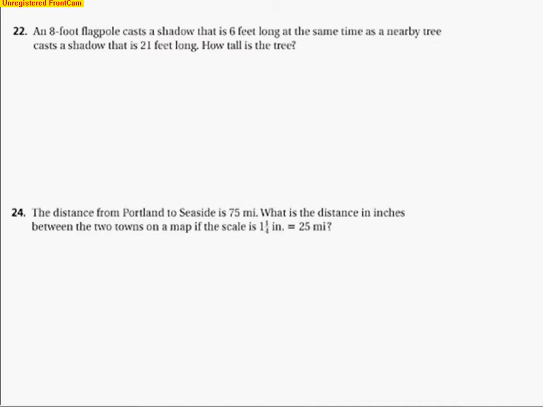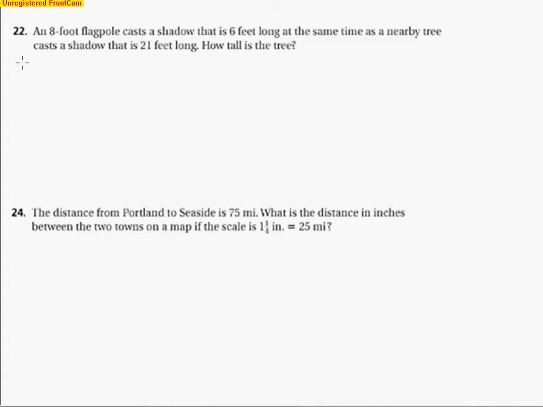So here's some examples. Number 22, an 8-foot flagpole casts a shadow that is 6 feet long, and at the same time a nearby tree casts a shadow that's 21 feet long. So we want to know how tall is the tree. So let's draw a picture of what's going on here.